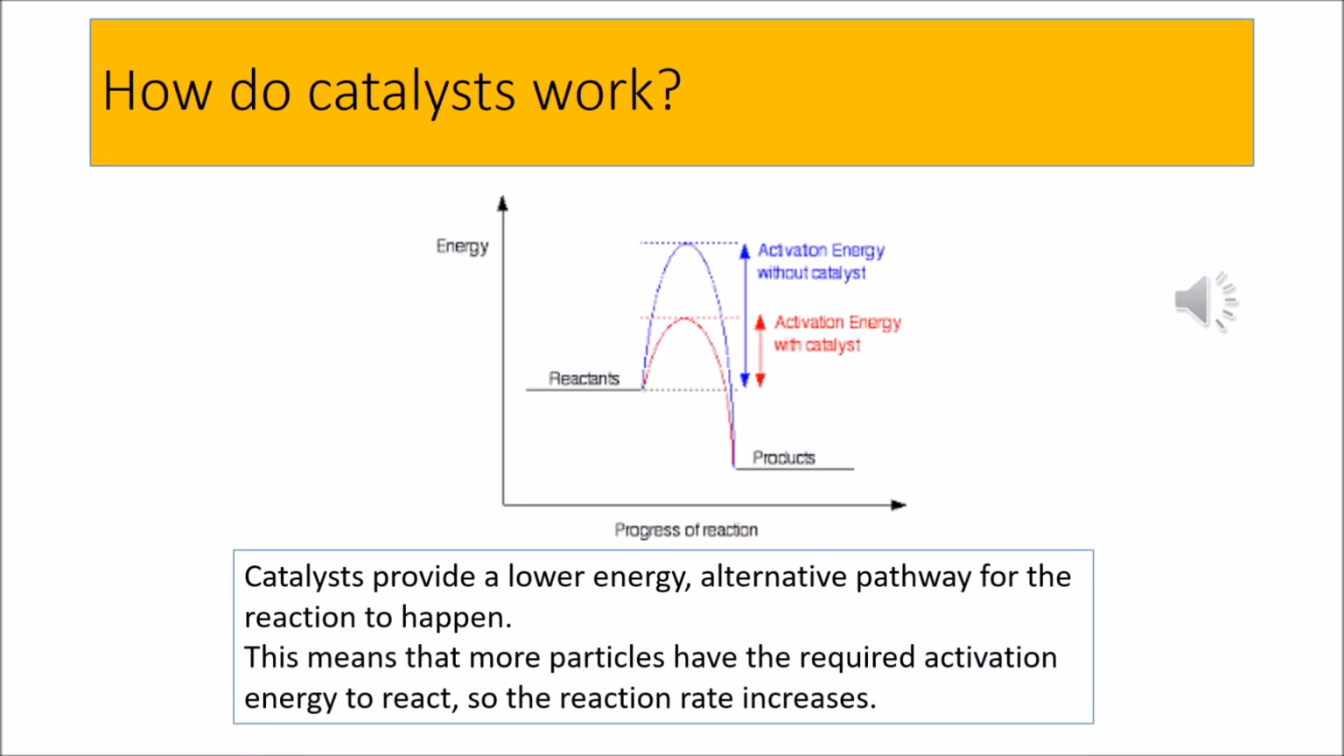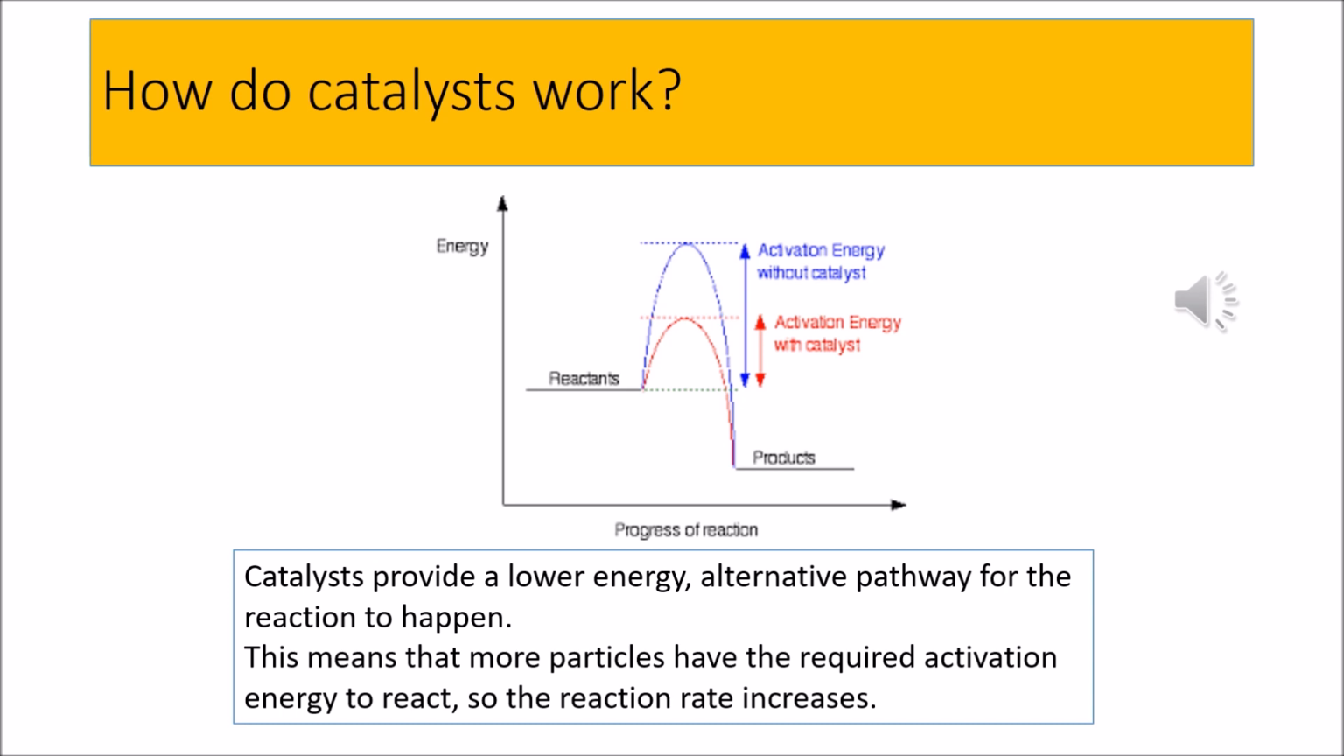Right. How do catalysts work? Catalysts provide a lower energy, alternative pathway for the reaction to happen. This means that more particles have the required activation energy to react, so the reaction rate increases. If you see the diagram above, this is the diagram of an exothermic reaction. This is an energy profile diagram. So you have the energy on the y-axis and you have the progress of reaction on the x-axis.